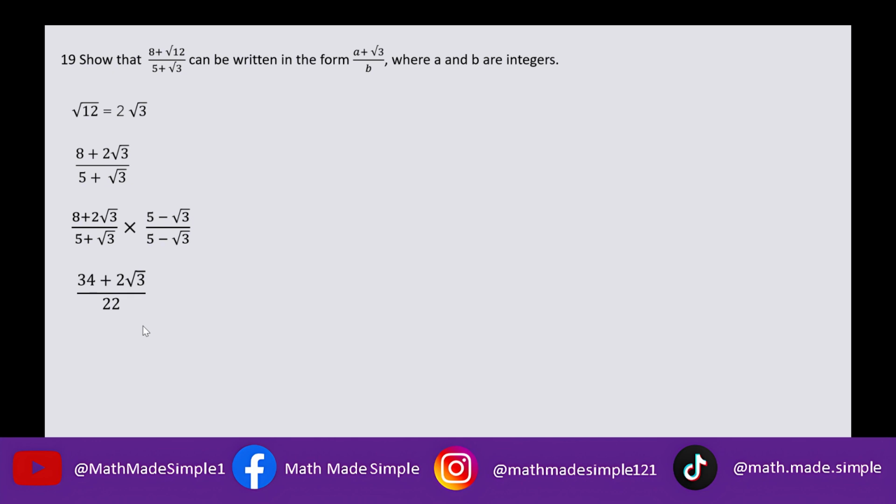But let me check if it's in the form a plus square root of 3 over b, and no, it's not, because in that answer the square root of 3 does not have a coefficient. And as you can see, I can divide by a factor of 2 on both the numerator and denominator, so that will give me 17 plus the square root of 3 over 11, which is the answer.